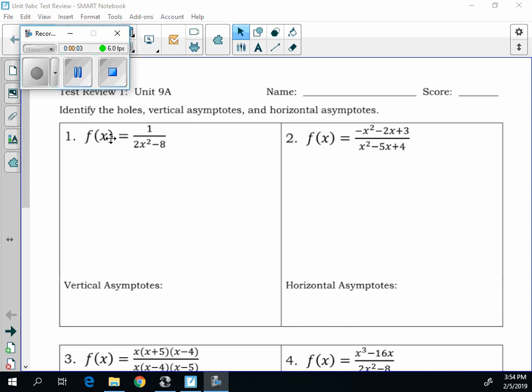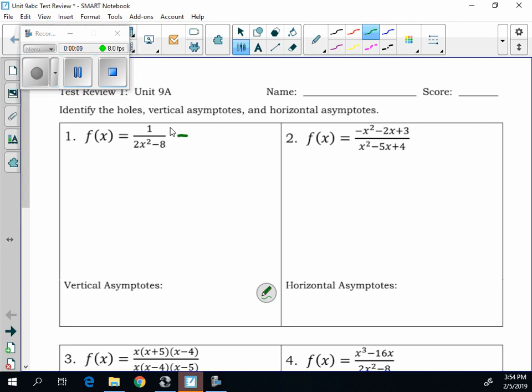Test review. So for number one, you do vertical asymptotes. To do vertical asymptotes, you need to factor. You factor the numerator. In this case, the numerator is already factored: 1, no other factors of 1. So that's factored. The denominator, you look for the greatest common factor, which is 2. You take a 2 and divide it undistributed out of the binomial.